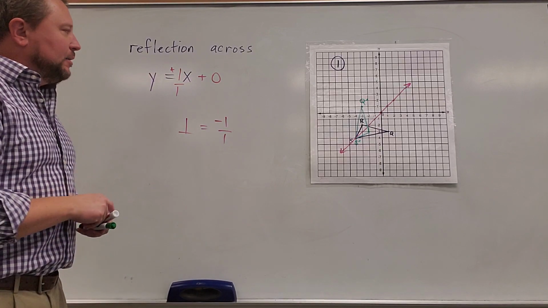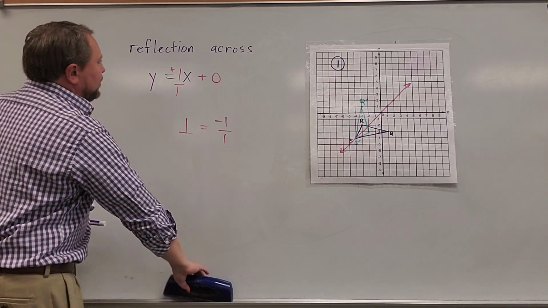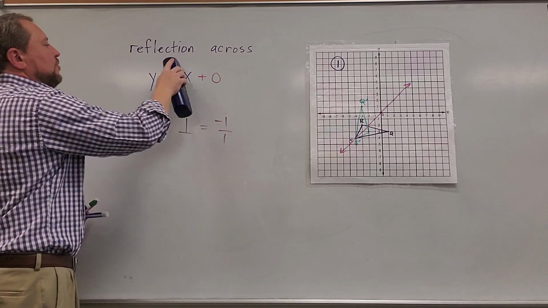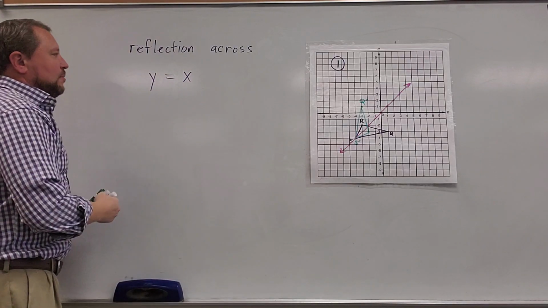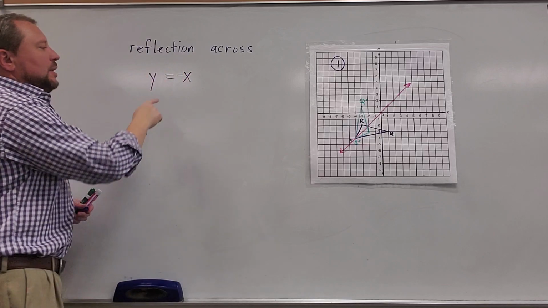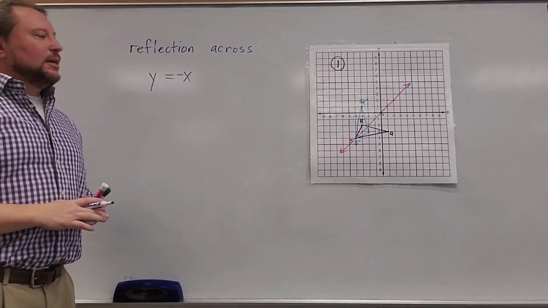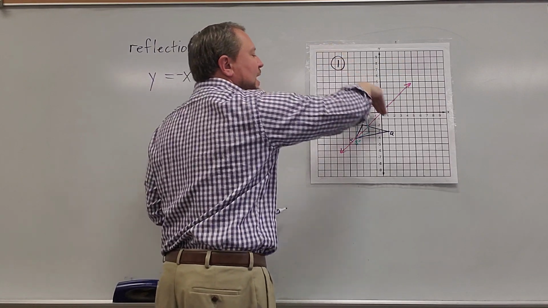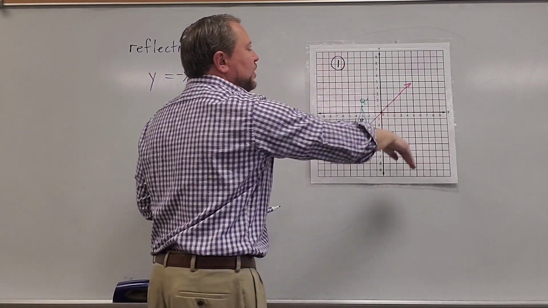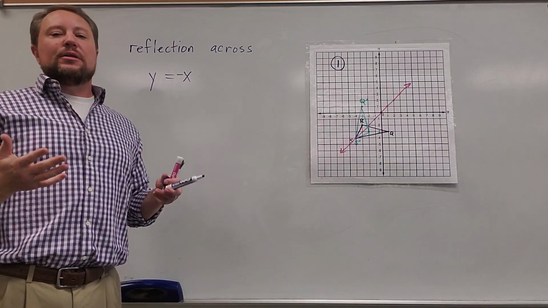Keep in mind that if our problem originally had a line of reflection, instead of y equals x, if it had been y equals -x, then the original line, instead of going uphill, would have been diagonal running downhill. But other than that, the procedure would still be the same.